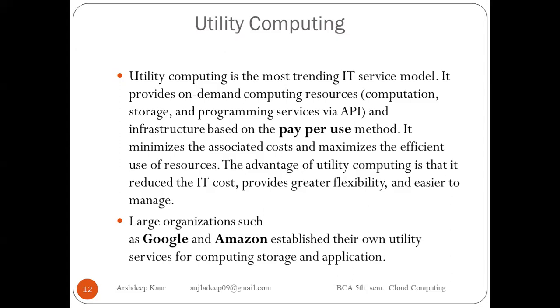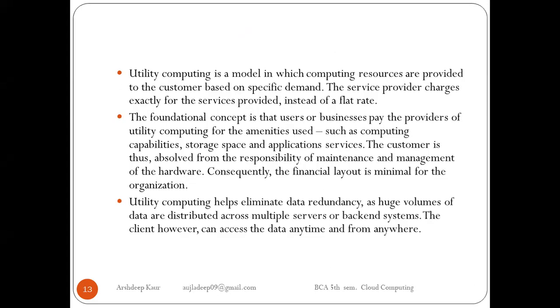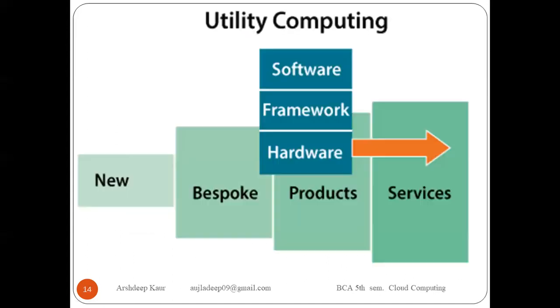For example, Google and Amazon are well-established, well-known organizations that have their own utility computing. So in utility computing, I just need to pay the money to the vendor to get the space or to get the cloud over the internet and do my work. The cost depends upon your usage. If you want to purchase a large space, you have to pay more money. If you want to purchase a small space, you have to pay less money.